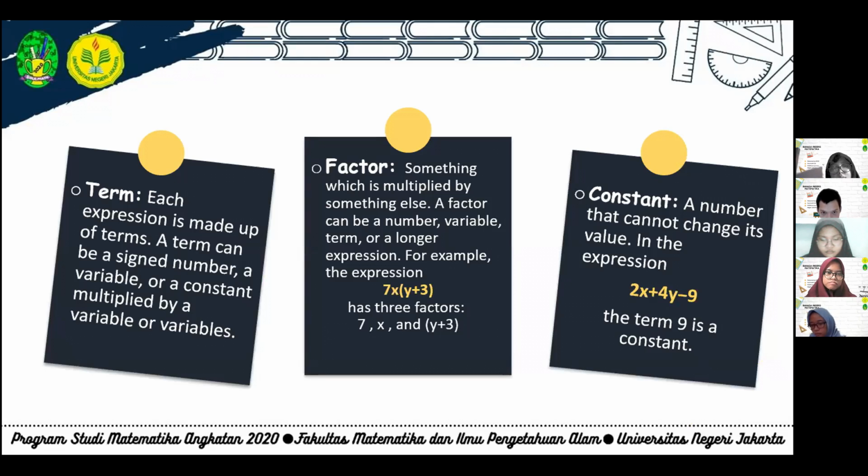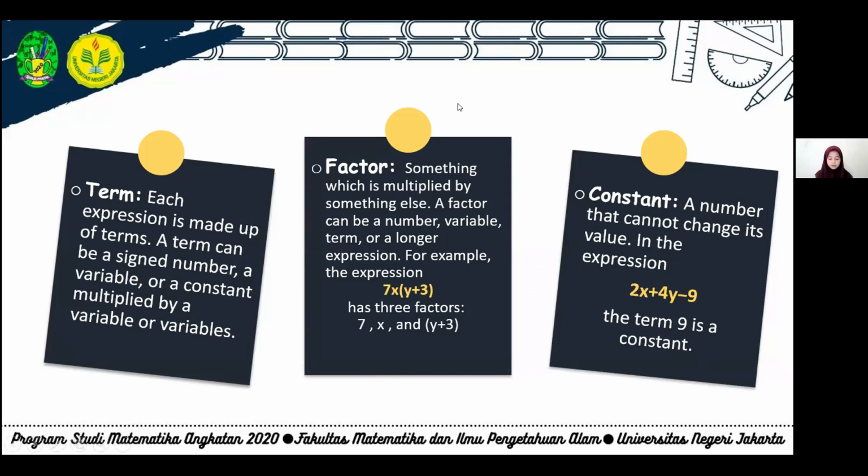A term is each part an expression is made up of. A term can be a single number, a variable, or a constant multiplied by a variable or variables. A factor is something which is multiplied by something else. A factor can be a number, variable, term, or longer expression.